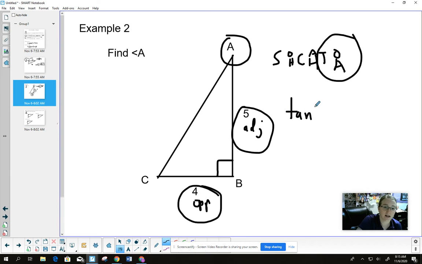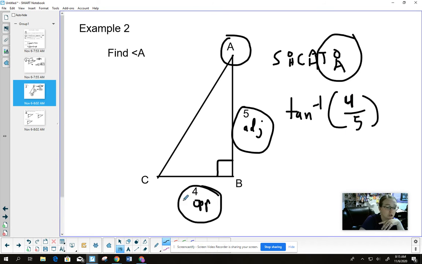So inverse trig set up. Fraction goes next. Again, this is switched. Now our trig function and our angle are divorced. And our fraction here is O over A. Your fraction should have been 4 over 5.